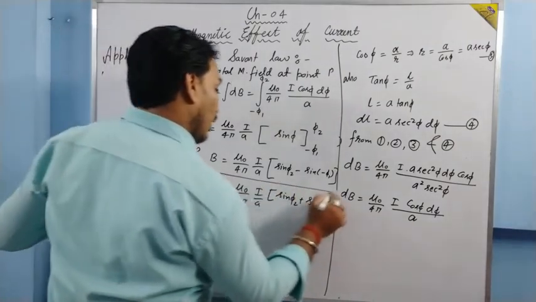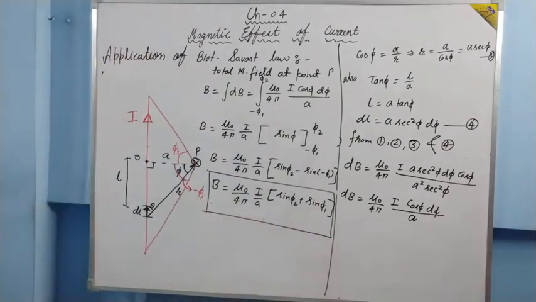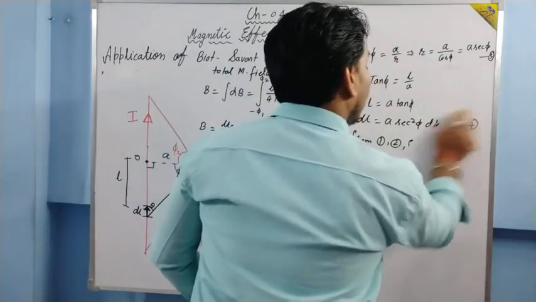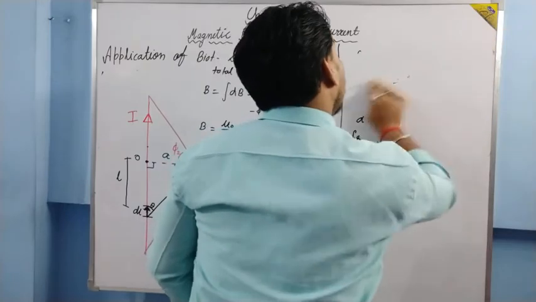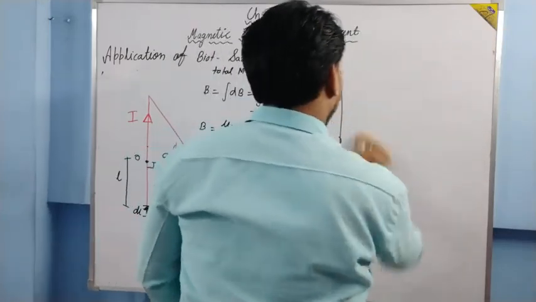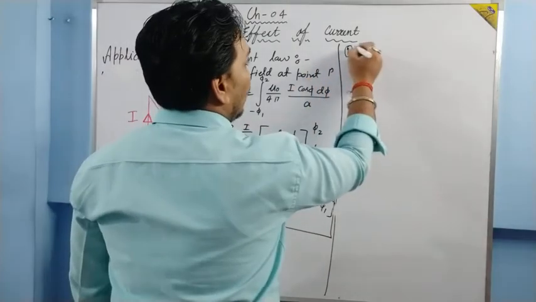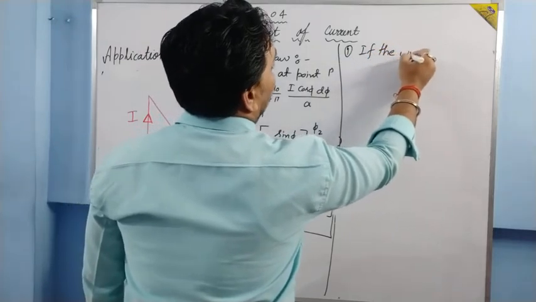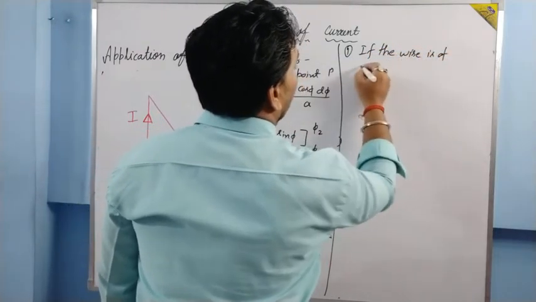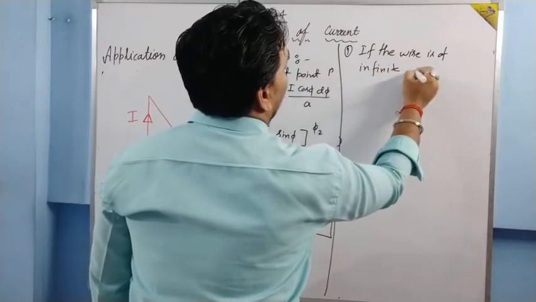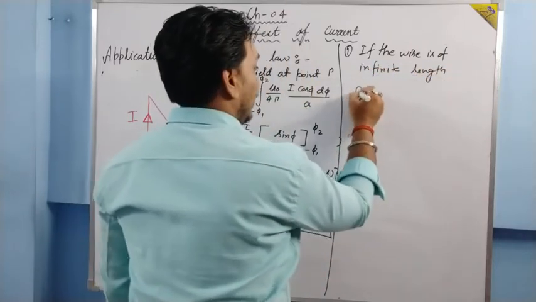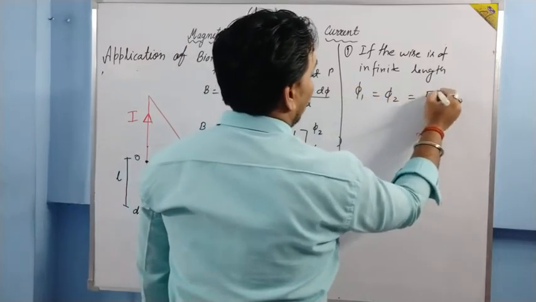So this is the formula for magnetic field due to a straight wire at a distance a from it. Okay. There are some special cases also. The special case is if the wire is of infinite length, in that case phi 1 is equal to phi 2 will be equal to pi by 2.